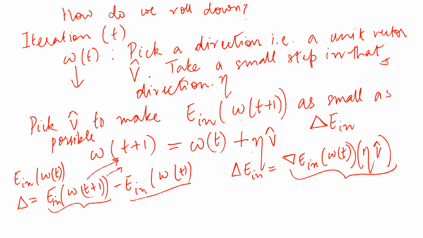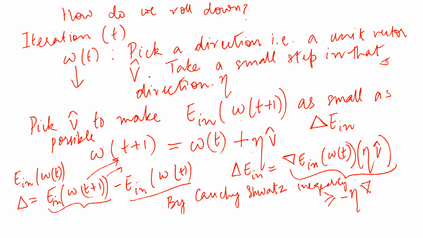And so what exactly are we interested in? We are really interested in the change in E_in, which is almost equal to this, and by something that's known as the Cauchy-Schwarz inequality, this here is greater than or equal to the negative of this, whatever constant we have, times the norm of the gradient of E_in at W_t.